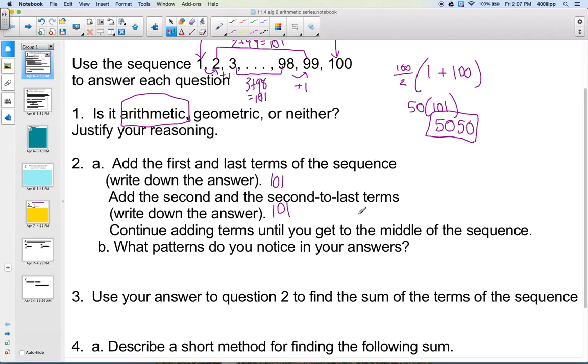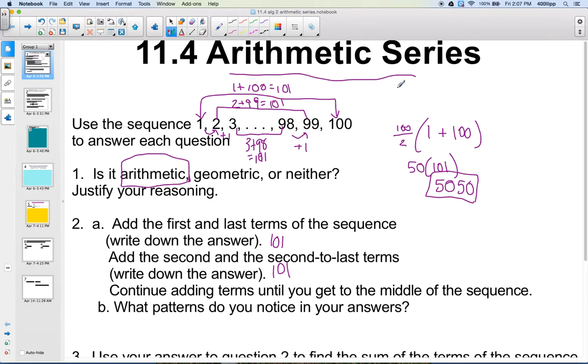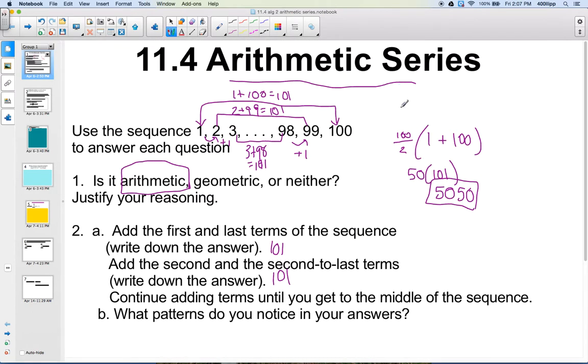So what we did was we looked at a pattern here instead of actually adding 1 plus 2 plus 3, which would be really tedious. We noticed that it was an arithmetic sequence. We found a pattern. They kept adding up to 101, and then we used this pattern. What we're looking at here is actually going to get us to our equation for our arithmetic series. If you notice, this 100 here was n, which was the number of terms that we're adding up. We had 100 terms here.